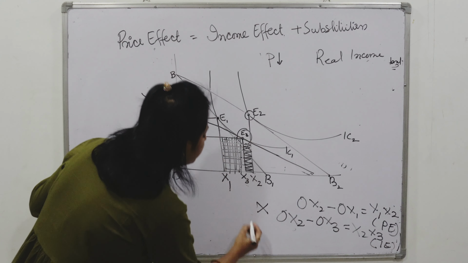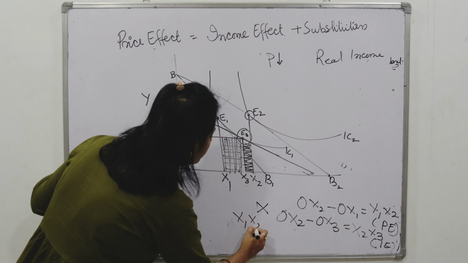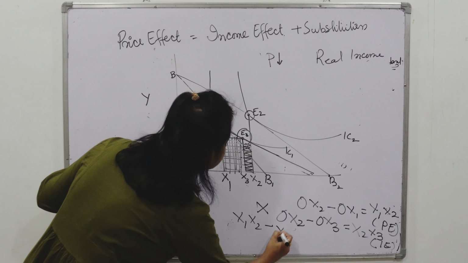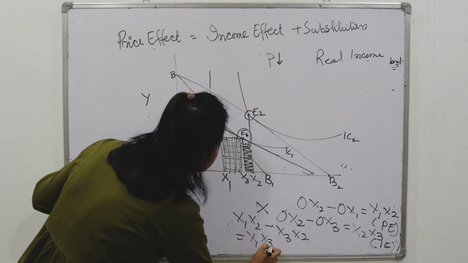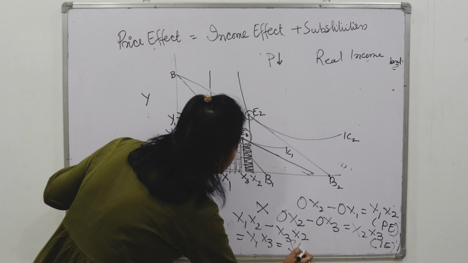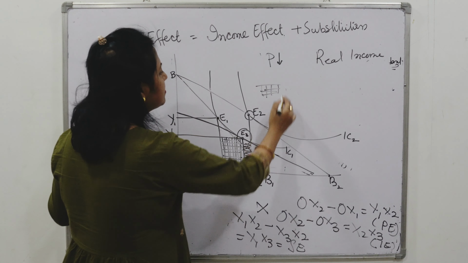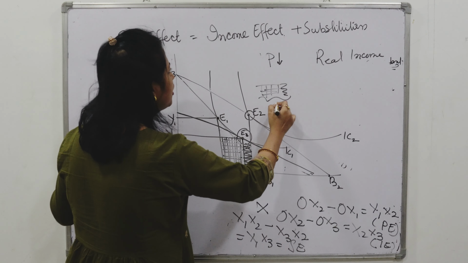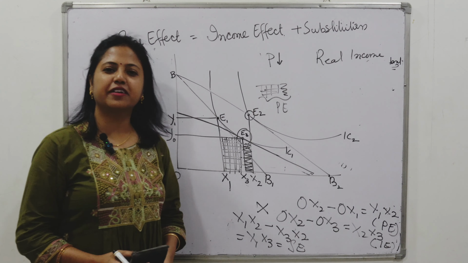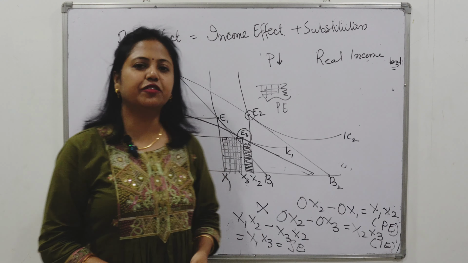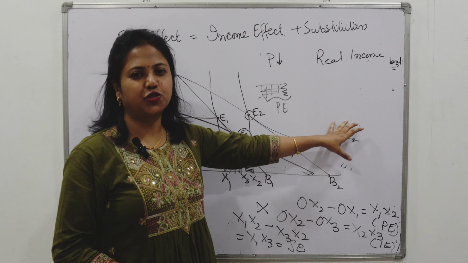So what is your substitution effect? I can see what the price effect is first, X1X2, minus the income effect, X3X2. So what is left here? X1X3. This is known as your substitution effect. So this line plus this line, these two make your price effect. So friends, this is how things are considered in economics, that whenever there is a rise or fall in price, there will be some income effect and substitution effect.